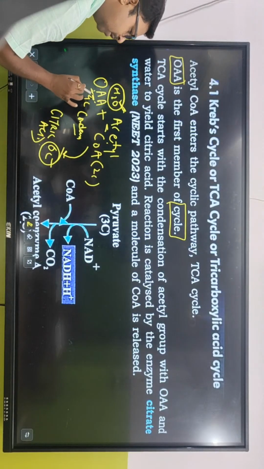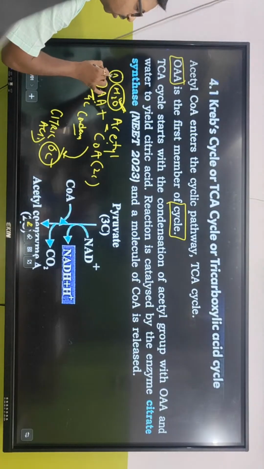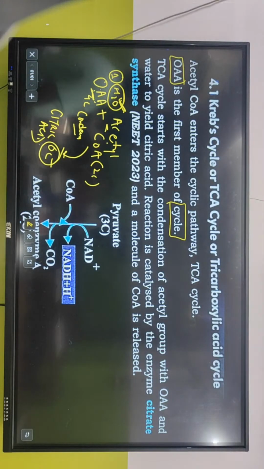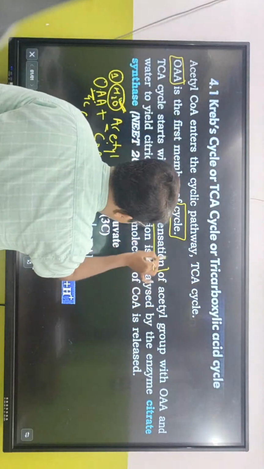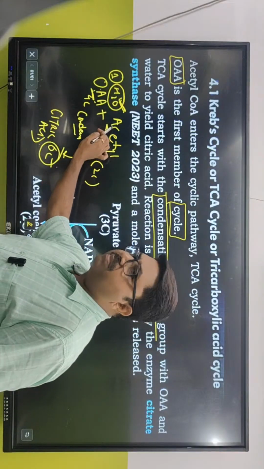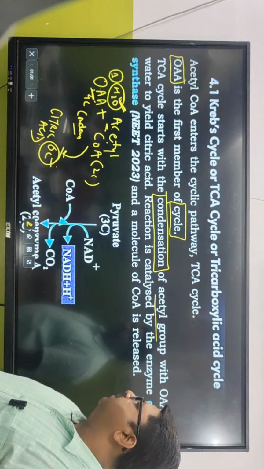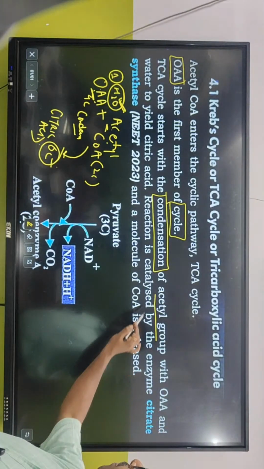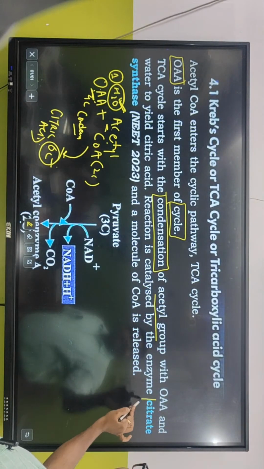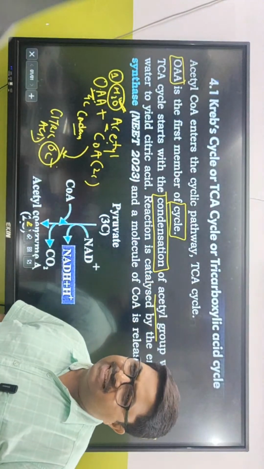When it binds with oxaloacetic acid, it needs water. This is where the first water is used, during the condensation step. And what is the condensation step called? Formation of citric acid from acetyl and oxaloacetic acid together. This reaction is characterized by only one enzyme, and you have to remember this enzyme name called citrate synthase.